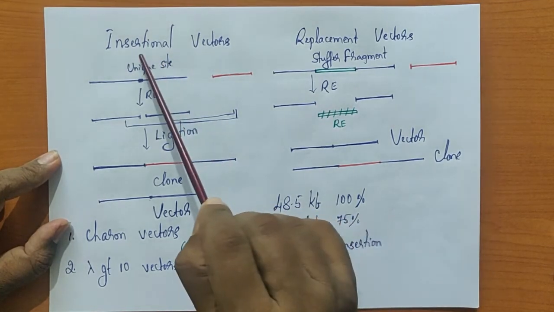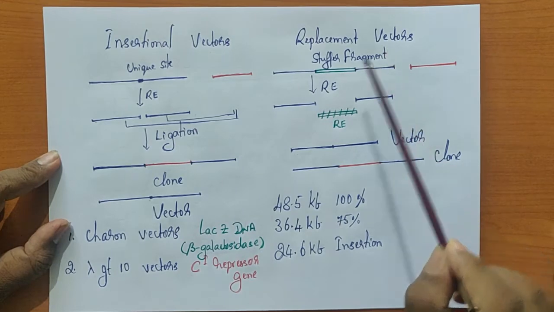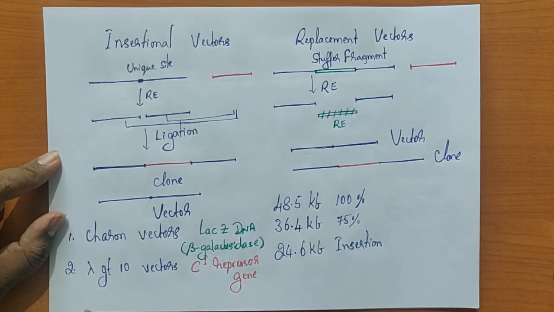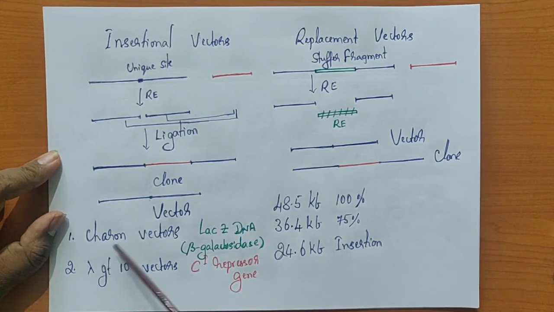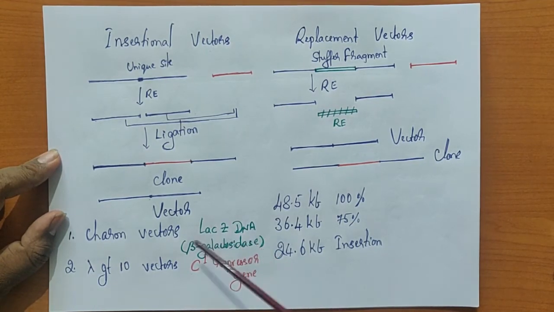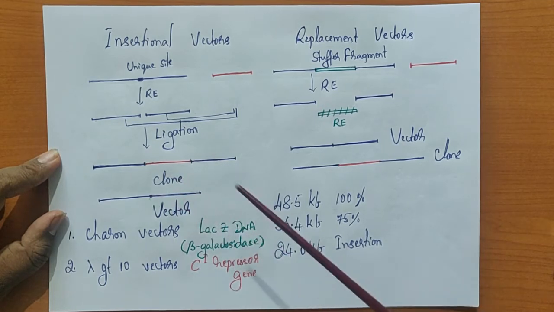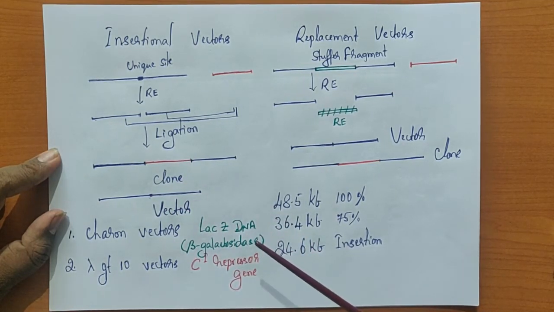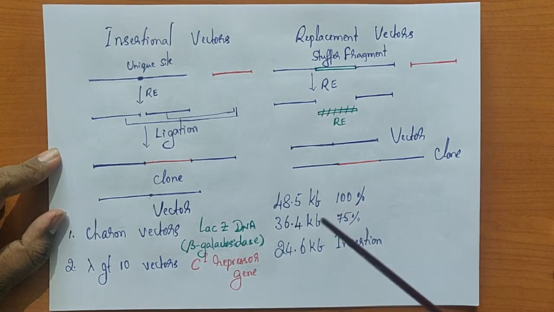So now we have the insertional vectors, now we have the replacement vectors. Using this mechanism, we have mainly two types of phage vectors. The first one is called Charon vectors. In Charon vectors, they have used the help of lacZ DNA, which codes for beta-galactosidase. The presence of lacZ DNA offers a clonal selection based on the chromogenic method.